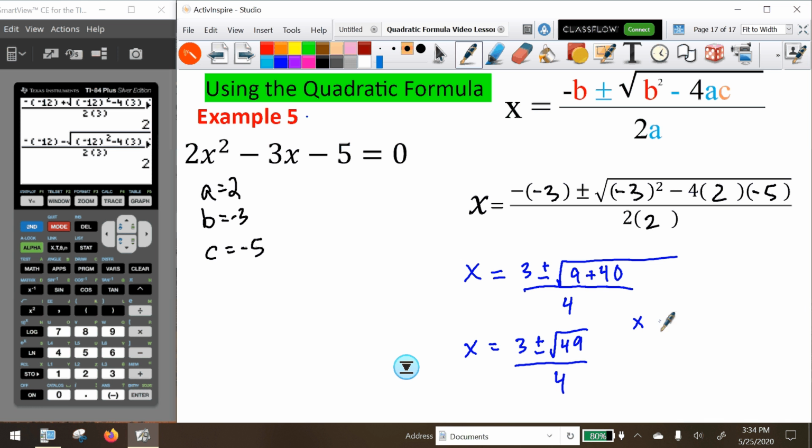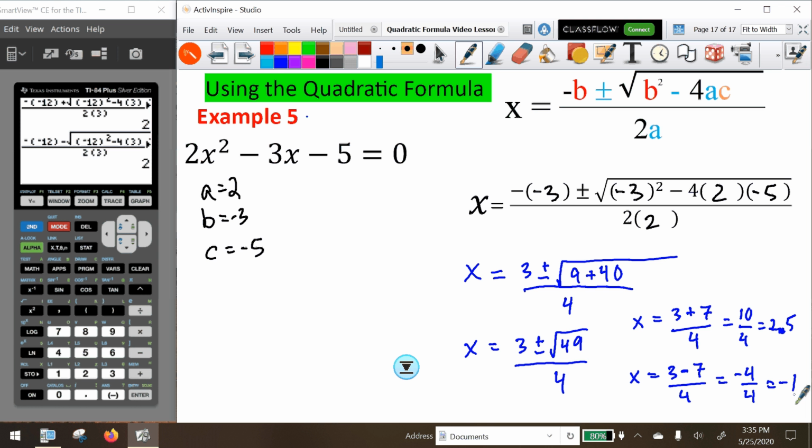So x is equal to 3 plus the square root of 49, which is 7, divided by 4. And x is equal to 3 minus the square root of 49, which is 7, over 4. So 3 plus 7 is 10. 10 divided by 4 is 2.5. And 3 minus 7 is negative 4. Divided by 4 is negative 1. So our two answers to this question are 2.5 and negative 1.